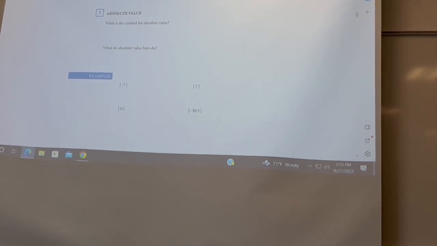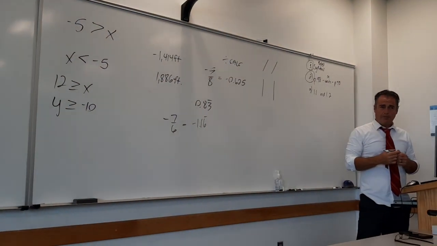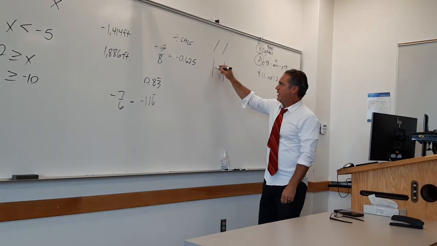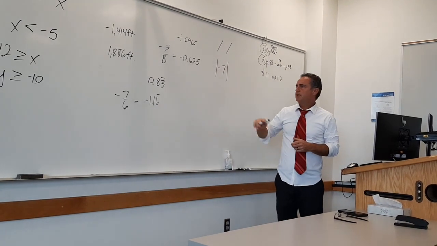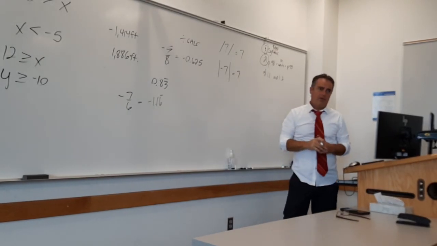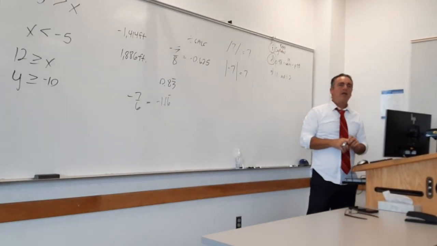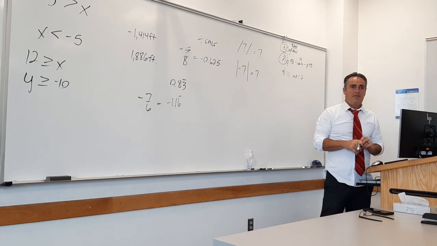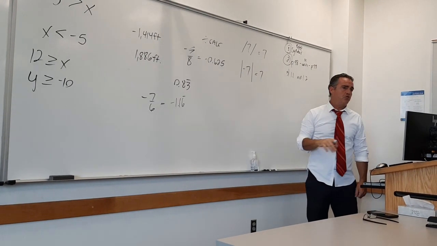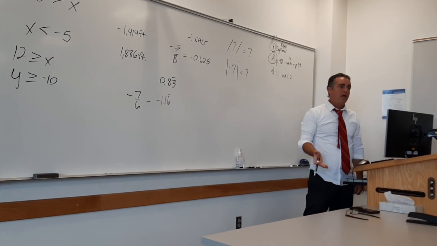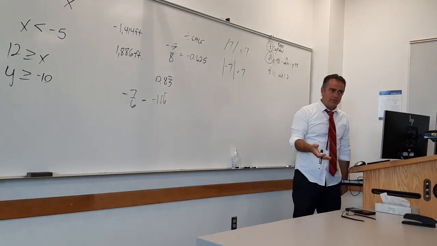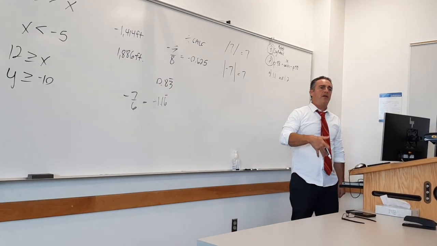What do absolute value bars do? Do you know? What do they do to a number? If I ask for the absolute value of negative 7, what's the answer? 7. The answer is 7. What's the absolute value of 7? 7. Is also 7. So what do they do? They make things positive. They don't make things opposite. If they made it opposite, this would be negative 7. So they do not make things opposite. That's worth writing down. They make things positive. And if we're already positive, we stay positive. And if we're negative, we become positive.